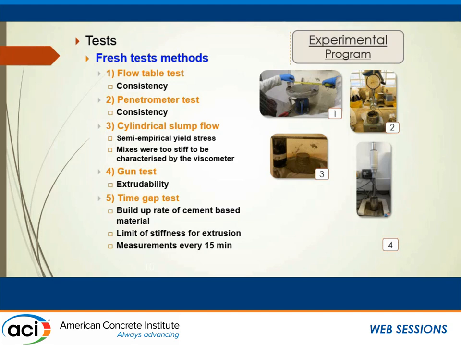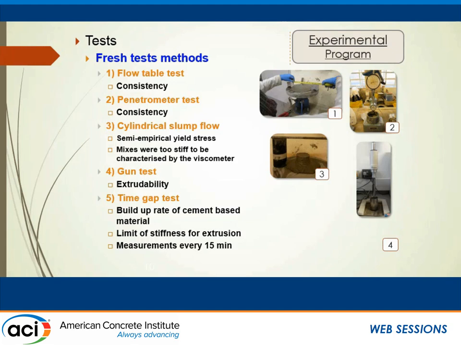We tried to use our viscometer, but it didn't work, as all the mixes are quite stiff. We look at the extrudability by using the gun test at different times. We also look at the build-up rate of the cement-based material, the limit stiffness of the extrude during the opening time, as we call it, and we measured it every 15 minutes with different mixes, like using fly ash, silica fume, fibers, increased fiber, superplasticizer, or two types of VME.